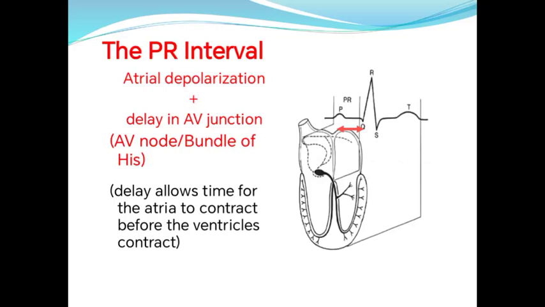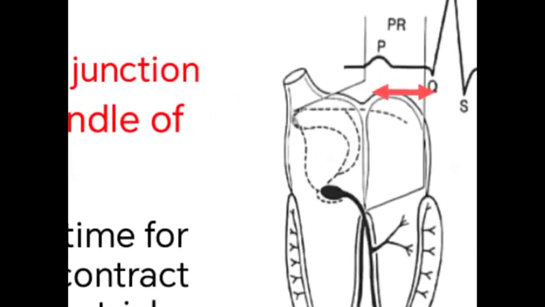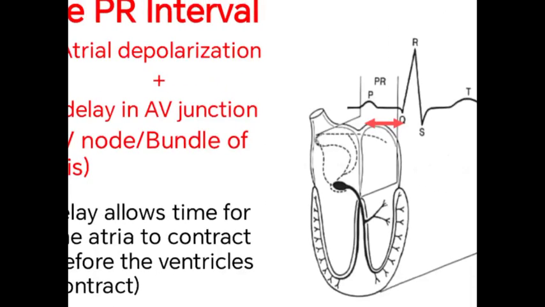What is the idea behind the delay? The delay allows time for the atria to contract before the ventricles contract. So here we have the AV delay. You see here the dotted line represents the duration of the PR interval.